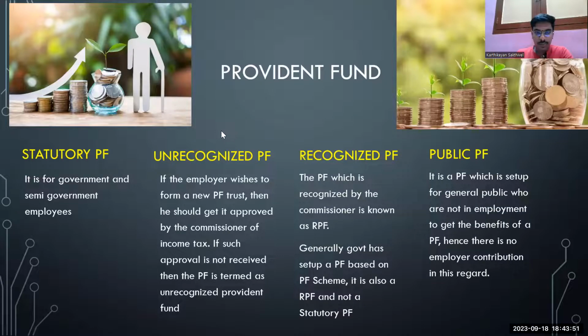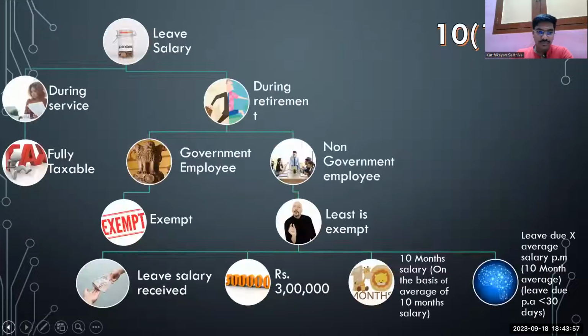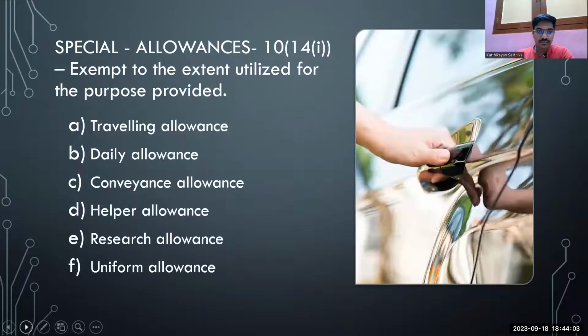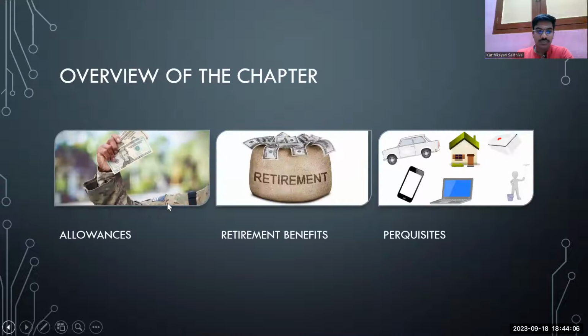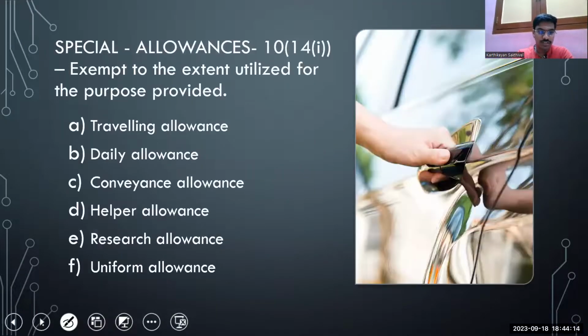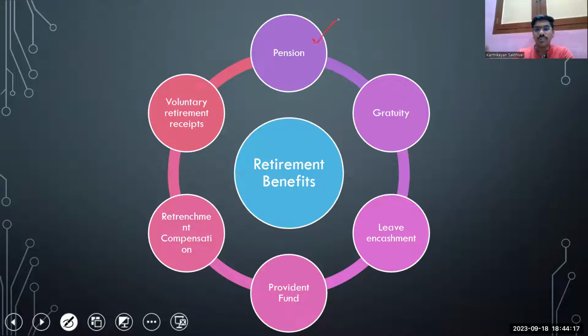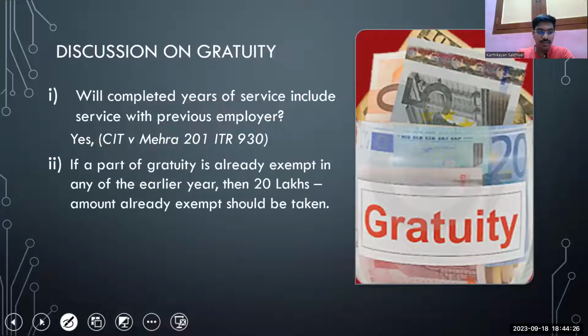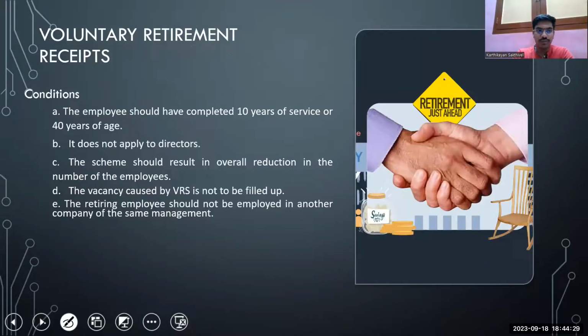Right. So just coming back to our basic discussion. This was our initial slide, correct? We divided the entire chapter of salaries into 3, of which allowances is done. And next we ventured into retirement benefits. Of the retirement benefits, pension is done, gratuity is done, leave encashment is done, retrenchment compensation is done, and voluntary receipts is also done. So now we have to take up the valuation and the exemption in relation to provident fund.